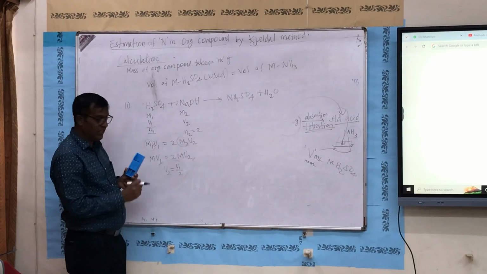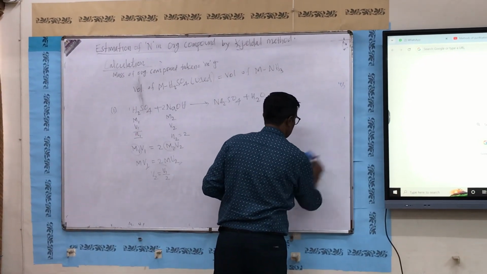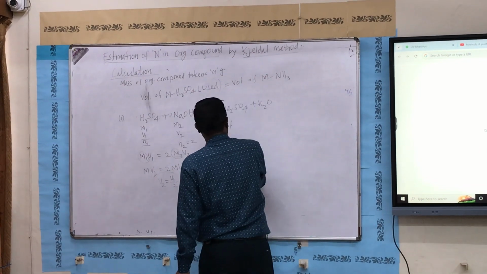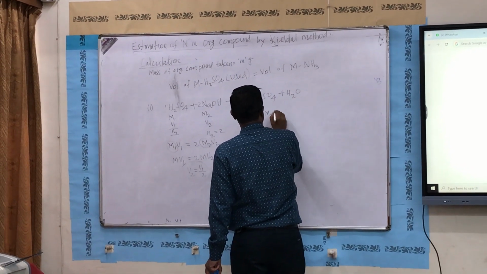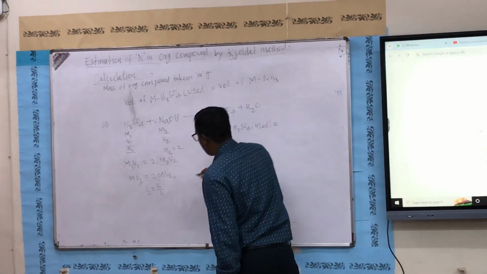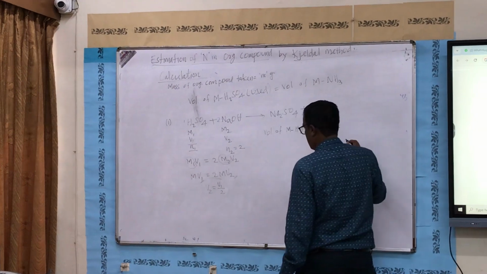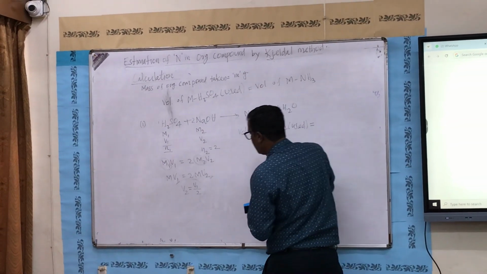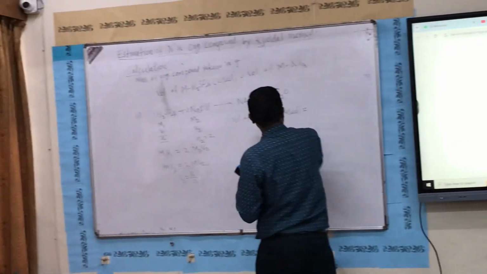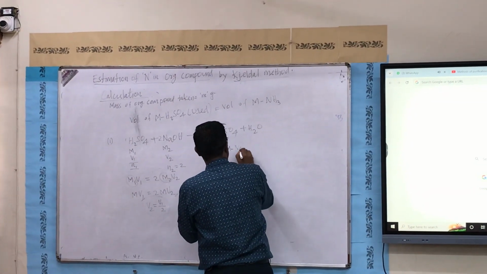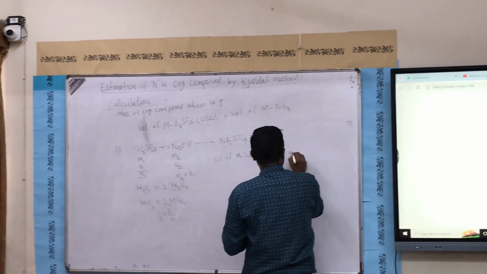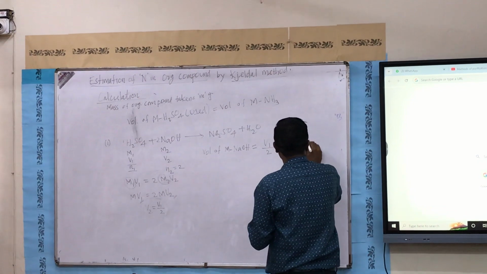From this data, what result can we arrive at? We can write that volume of M H2SO4 used, in the bracket, is equal to volume of M NaOH, which is V1 by 2 ml of M H2SO4.